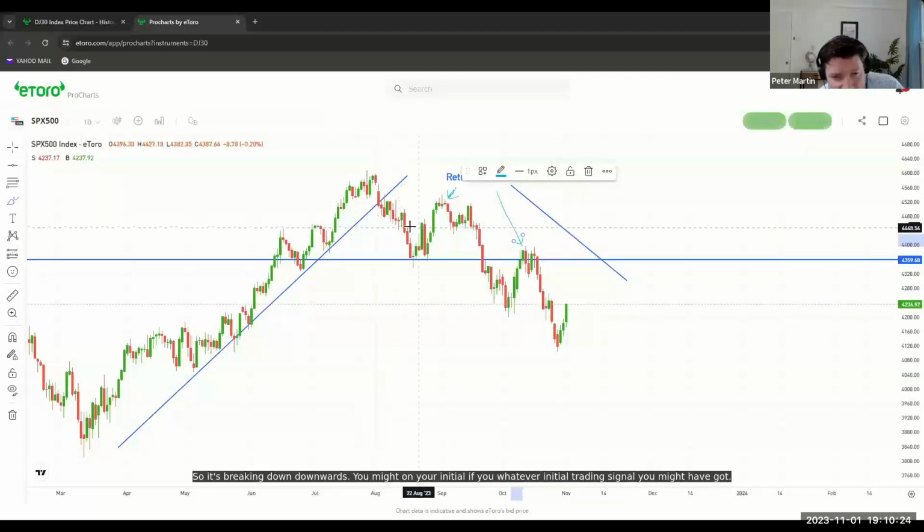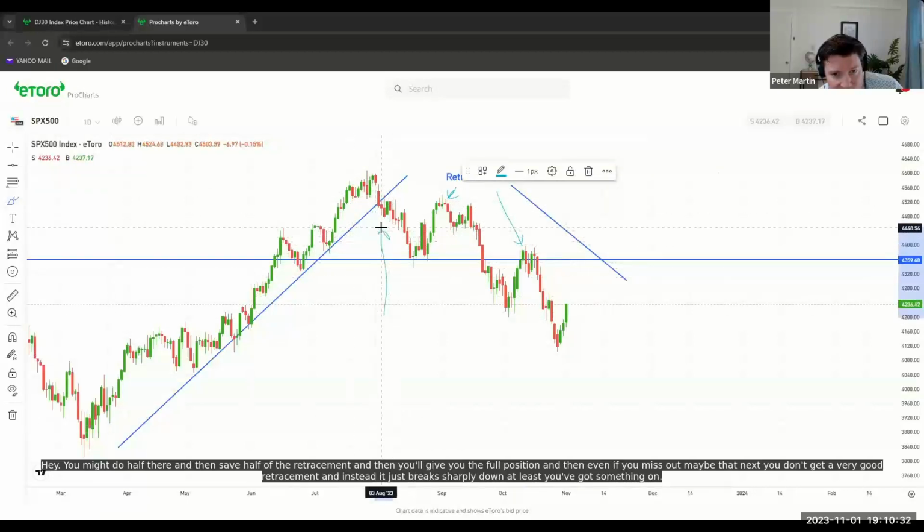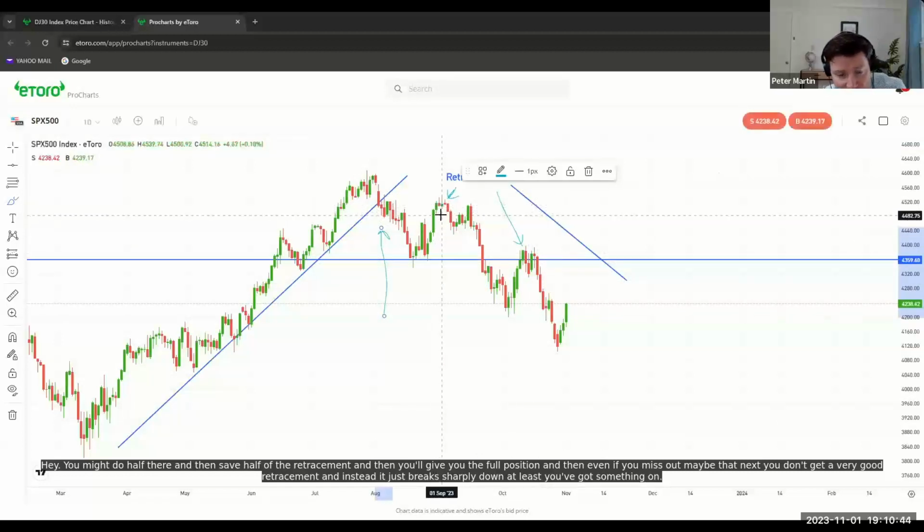So it's breaking downwards. On whatever initial trading signal you might have got here, you might do half there and then save half for the retracement, and then that'll give you the full position. And even if you miss out, maybe you don't get a very good retracement and instead it just breaks sharply down, at least you've got something on initially.